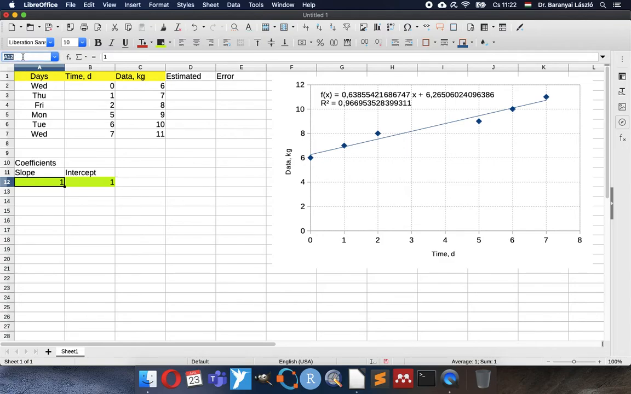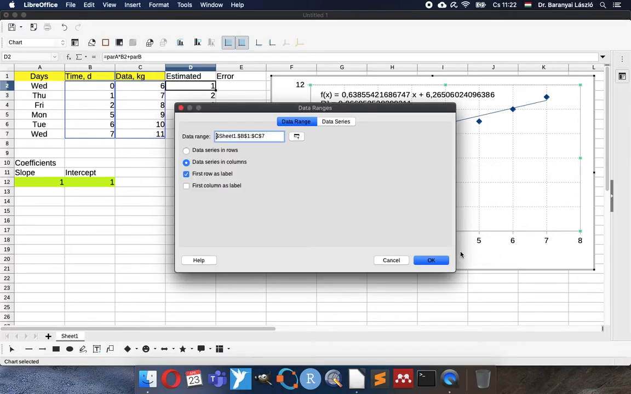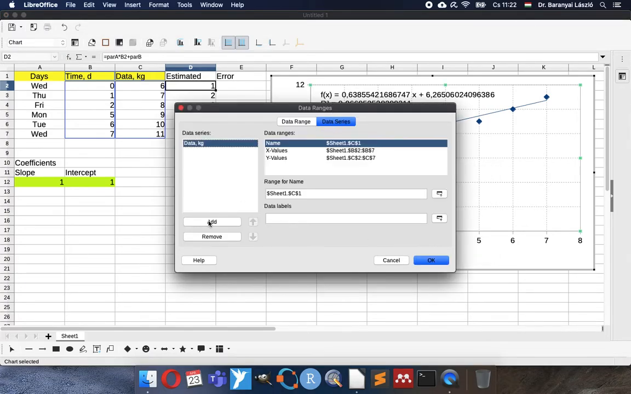I will name the slope as parameter A and the intercept as parameter B, because it is more easy to include into the equation. So using these values, I can already calculate the estimated values, parameter A times the time plus parameter B. And now you can see that we have the estimated values here. And we can add these estimated values to the chart as data ranges. We will see what is the estimation.